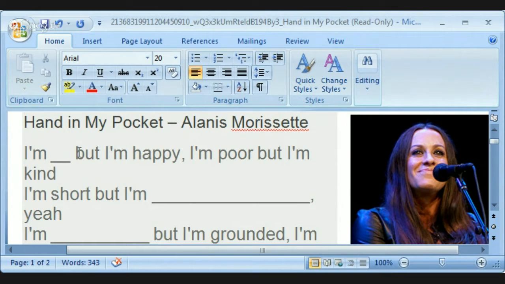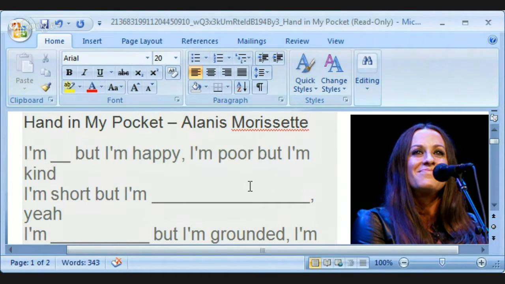I think you're right, because we have "I am something, but I'm happy." So we have the connecting conjunction, but, and then I'm happy. So happy obviously is an adjective, and then we have "I'm poor, but I'm kind," so I agree. Adjective is most likely. Now the question is, what is the word? "I'm something, but I'm happy." If we look at the second half, "I'm poor, but I'm kind." They're not exactly related.